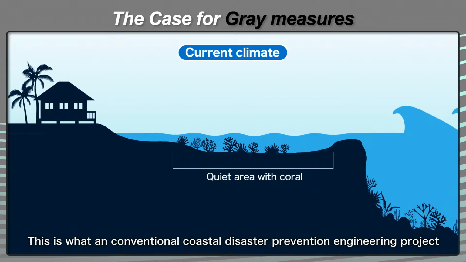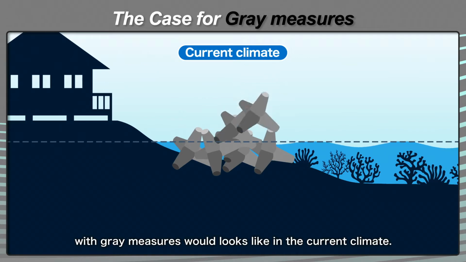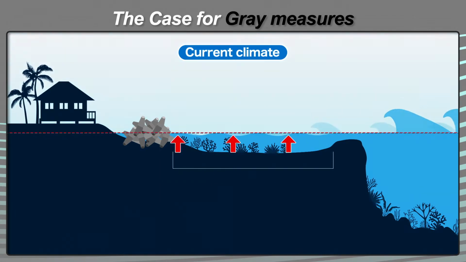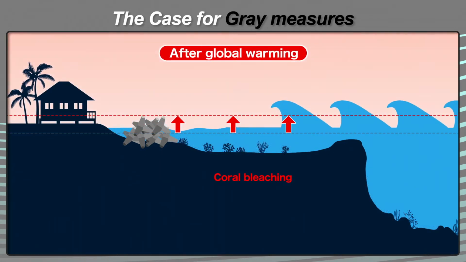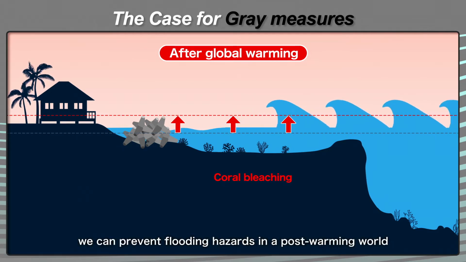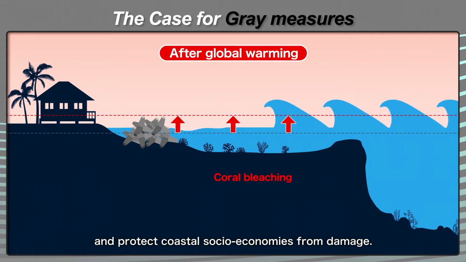This is what a conventional coastal disaster prevention engineering project with gray measures looks like in the current climate. With typical gray measures, we can prevent flooding hazards in a post-warming world and protect coastal socio-economies from damage.